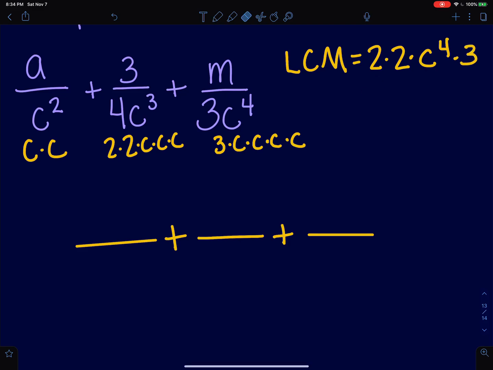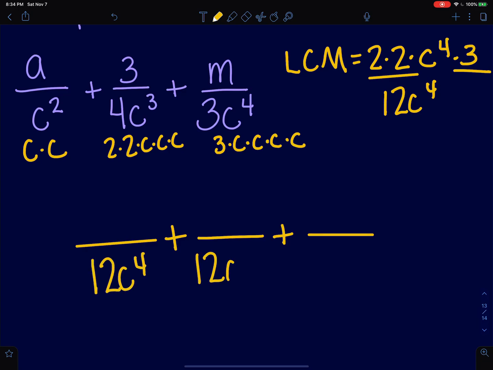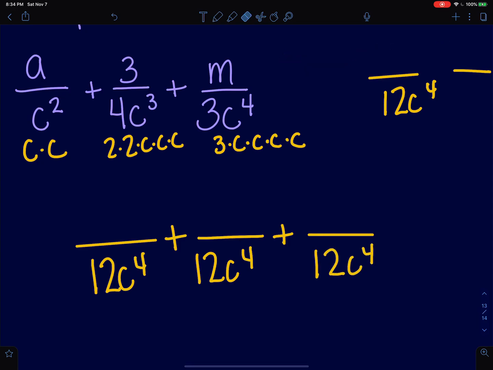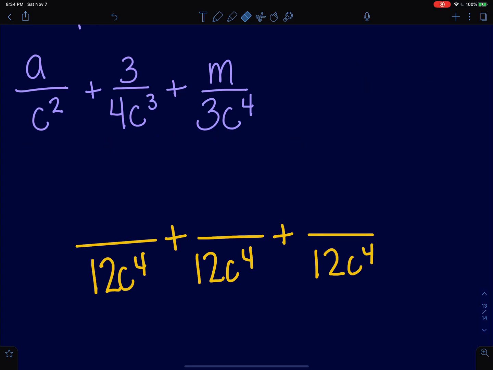Okay, so I think I got all the terms. The thing that's going to go on the bottom is 2 times 2, which is 4, times 3 is 12c^4. So that's the new denominator, because that is the LCM between those things. That was a little more complicated to find the LCM that time. So make sure that you're going through that process and knowing how to do it, okay?